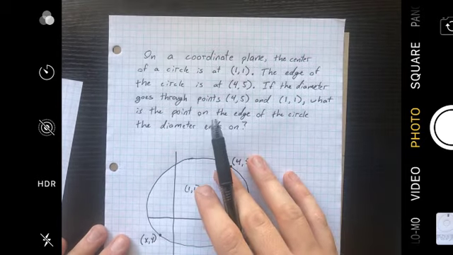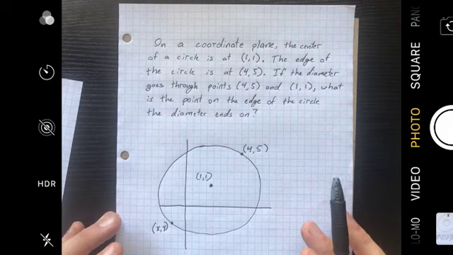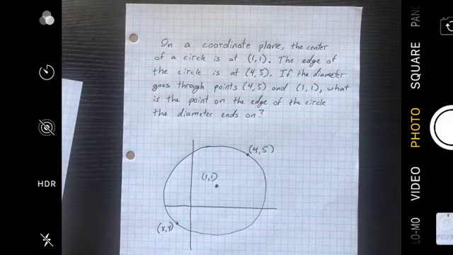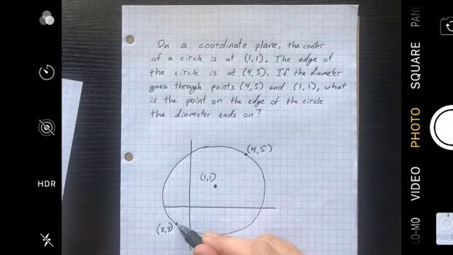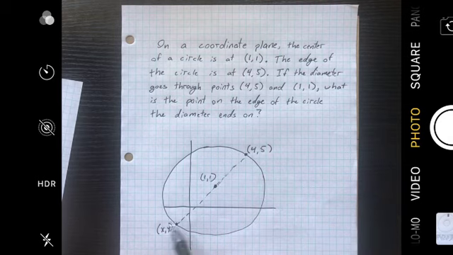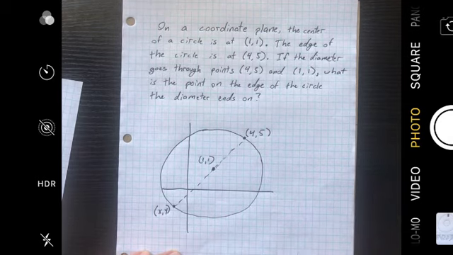As I was writing this, I was like, oh my gosh, do I even know English? But let me explain it to you. On a coordinate plane, the center of a circle is at 1, 1. The edge of the circle is at 4, 5, as shown. If the diameter goes through the points 4, 5, and 1, 1, what is the point on the edge of the circle the diameter ends on? Guys, what I'm looking for is what this coordinate would be. All right, good luck.